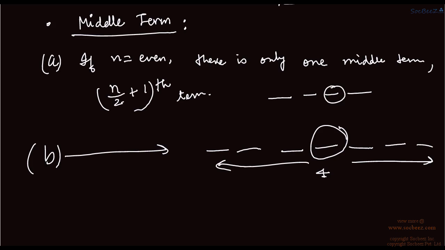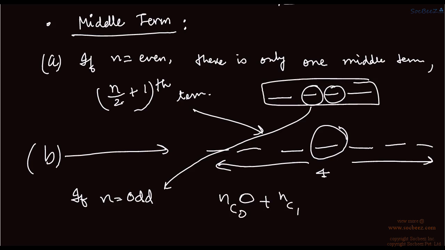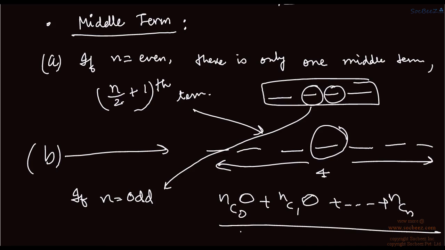If n is odd, then there will be two middle terms. If n is even, then you will have one. If n is odd, then you will have two middle terms. I'm sorry, this is not even, this is odd. In that case you will have two middle terms, because nC0 plus nC1, these terms, up to nCn, these were n plus 1 terms.